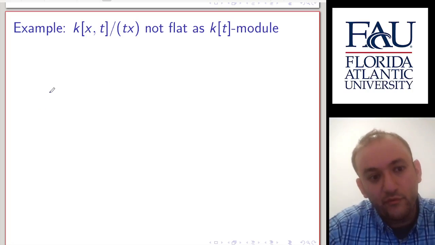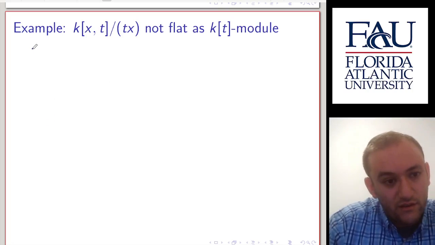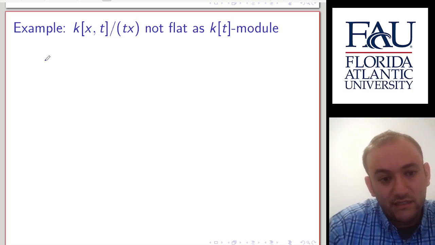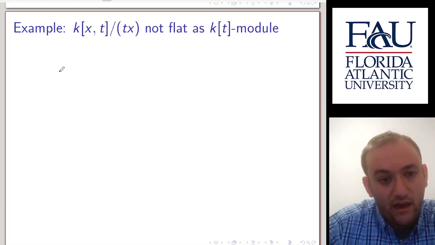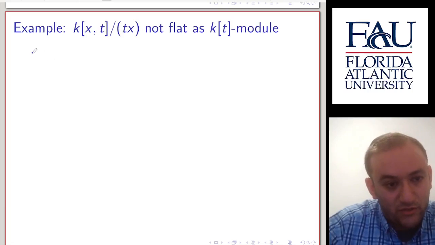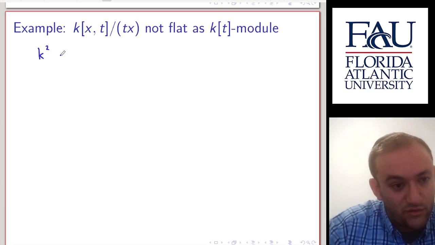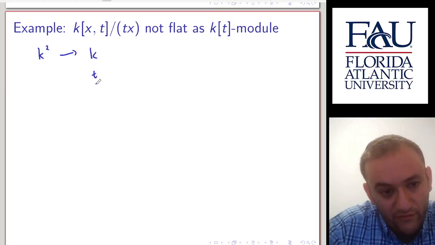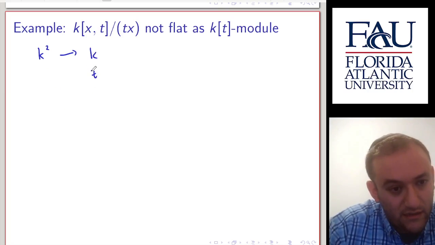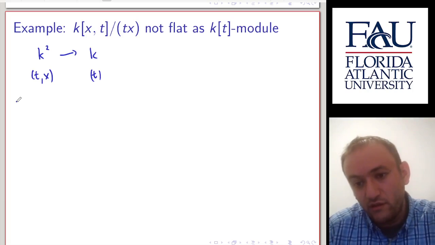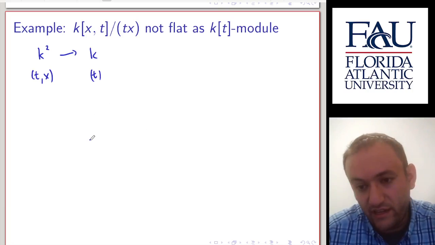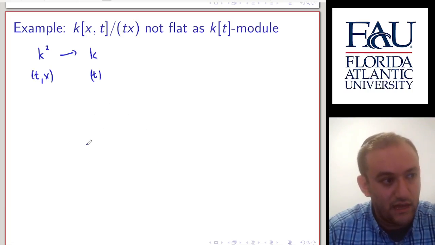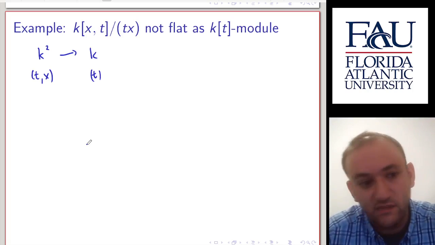Here's an example of a family that's not flat. We have k adjoin x, t mod tx, the ideal generated by the product tx. This is not flat as a k adjoin t module. What we're talking about here is a map from k^2 to k. We have t parameterizing our varieties, and this is living in tx space. So we care about the equations specifying x in terms of t as a parameter.